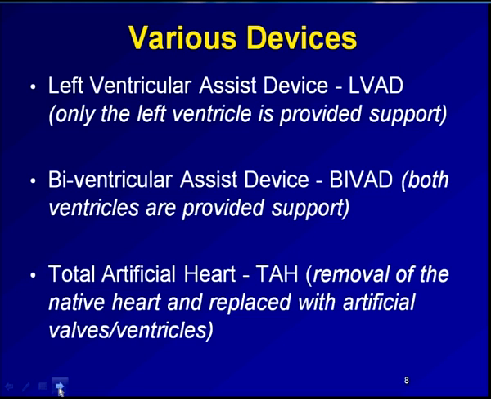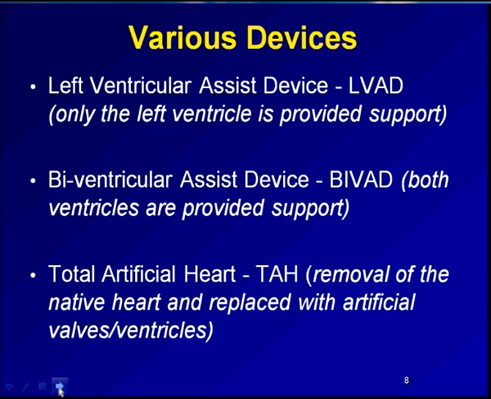So we're going to talk a lot about these devices over the next 45, 50 minutes. There's a variety of devices now out there in the market today that we can encounter across the country. It depends on what LVAD center is in your area and what device they like to put in. So there's 3 different specific devices. The one that we are most commonly familiar with is the left ventricular assist device. It only provides support to the left ventricle. But we also have your biventricular assist device, where both ventricles, the left and the right, are provided support because that's what's necessary.